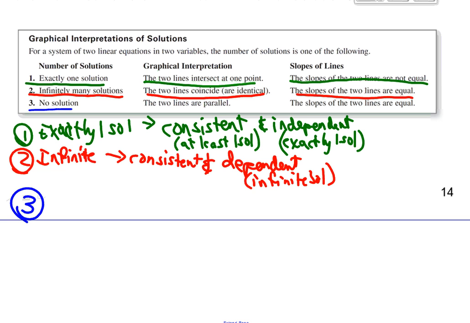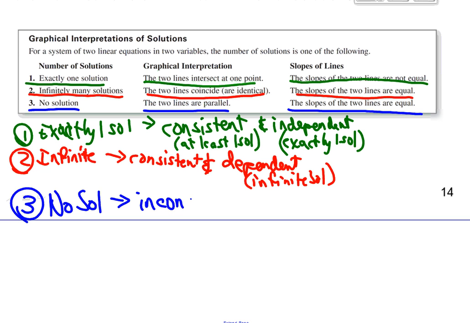And then our last case is when there's no solution: the lines are parallel, and the slopes are equal. And I'll just write no solution here. And they're not called consistent. They're the opposite of that, inconsistent. Inconsistent, and that's no solution. Just as a little reminder.